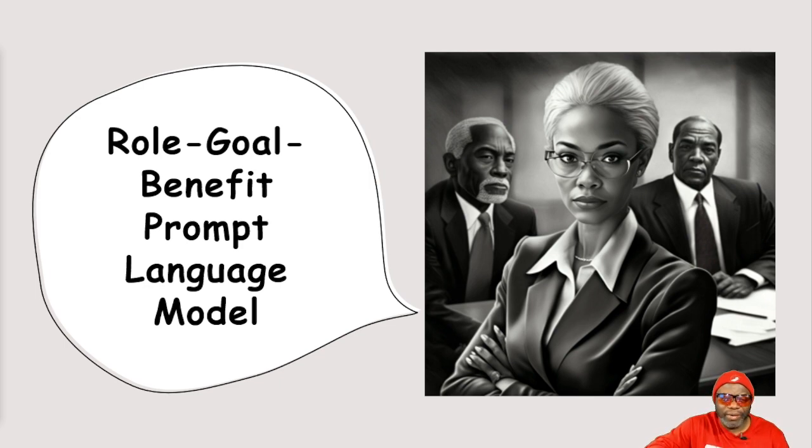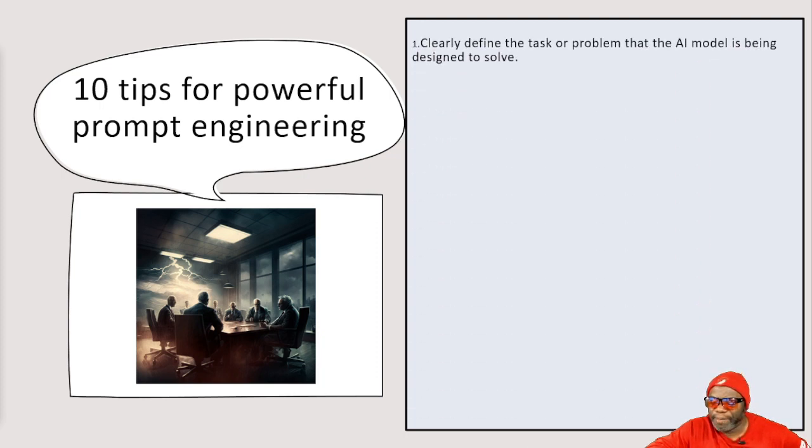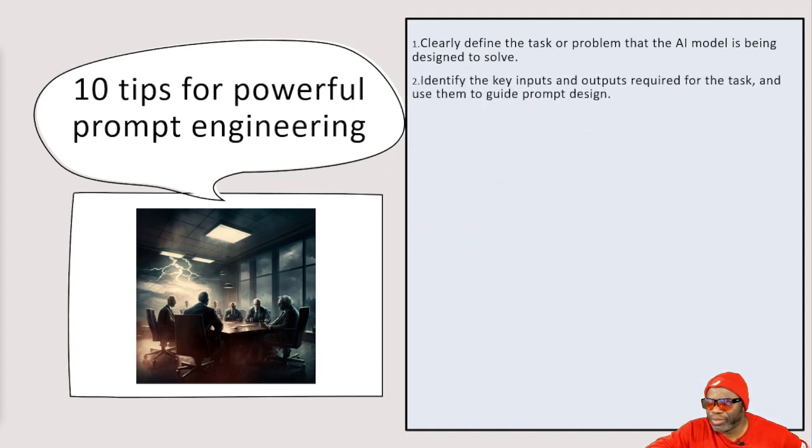Those are big. Now, in closing, my friends, I'm going to give you a few more tips. I'm going to give you 10 tips for powerful prompt engineering. Number one, clearly define the task or problem that is being solved. Number two, identify the key inputs and outputs. Sometimes the input has to be a huge data set, not onesie twosie words. No, you got to understand that the AI tool has the capacity to absorb large data sets. So spit everything that you need it to take into the tool.